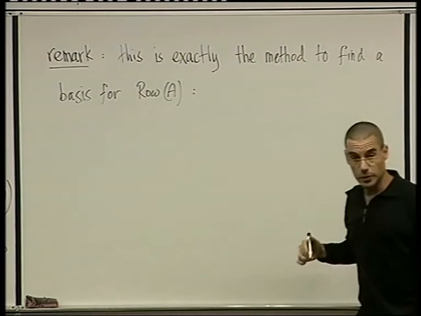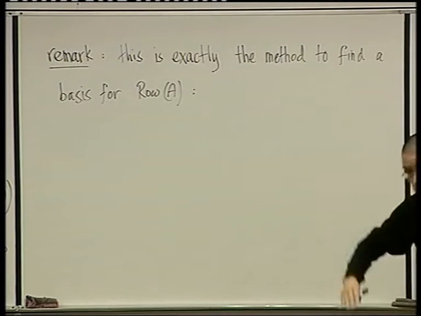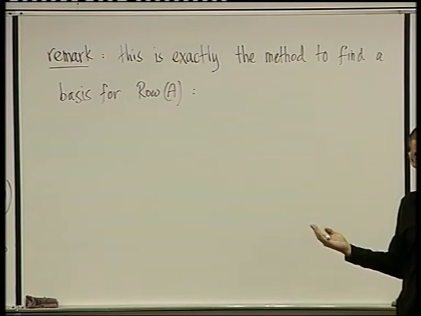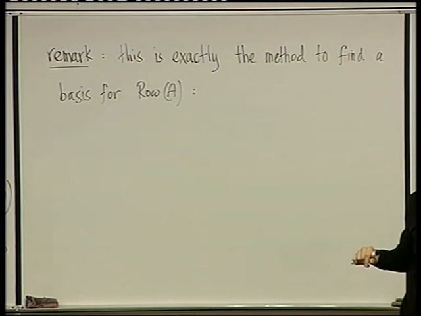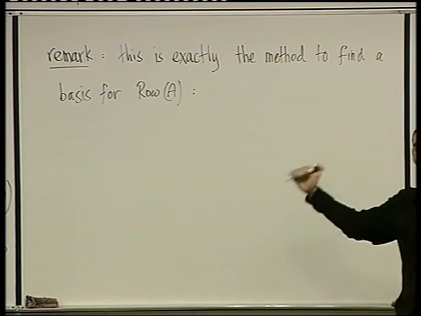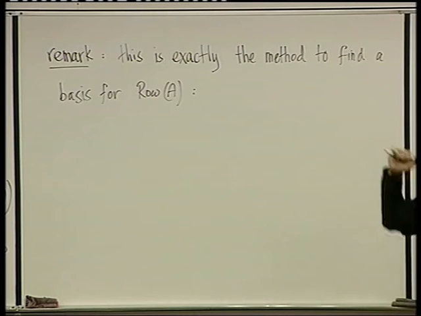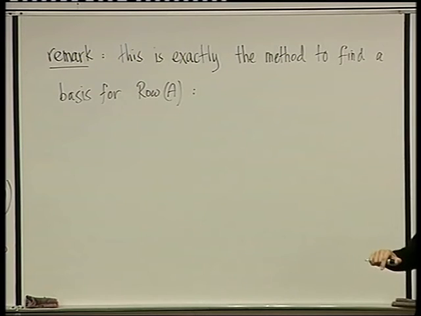Okay, so what do I mean? When we see the rows of A, we don't know that they're a basis because we don't know if they're linearly independent or not. So we do the row operations until we reach B, and then the rows of B are a basis for the row space of A.